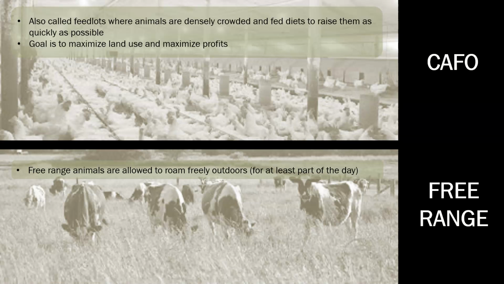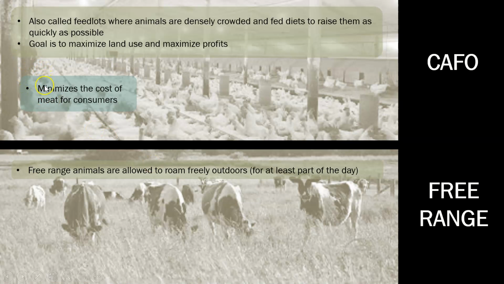Perhaps you've heard that term before, where animals are densely crowded together and fed diets to raise them as quickly as possible. So the goal here is you want to maximize your land use and maximize your profits. More animals in a smaller space means maximized profits. On the flip side, we have free range, which are animals that are allowed to roam freely outdoors. Caveat here is it means for at least part of the day. It doesn't necessarily mean all the time.